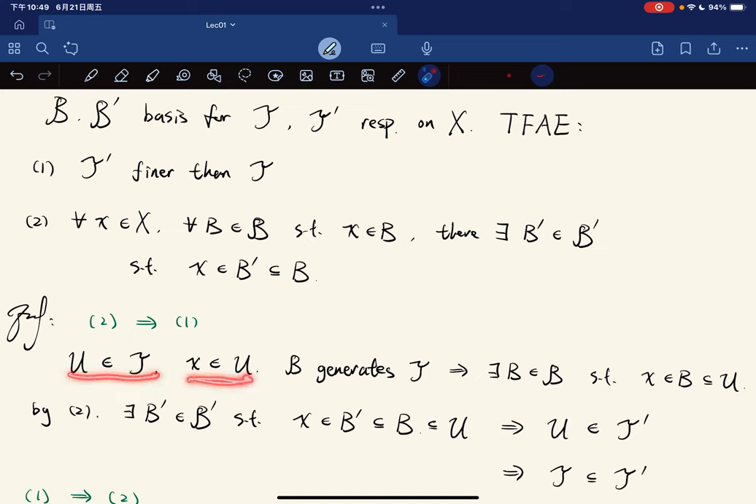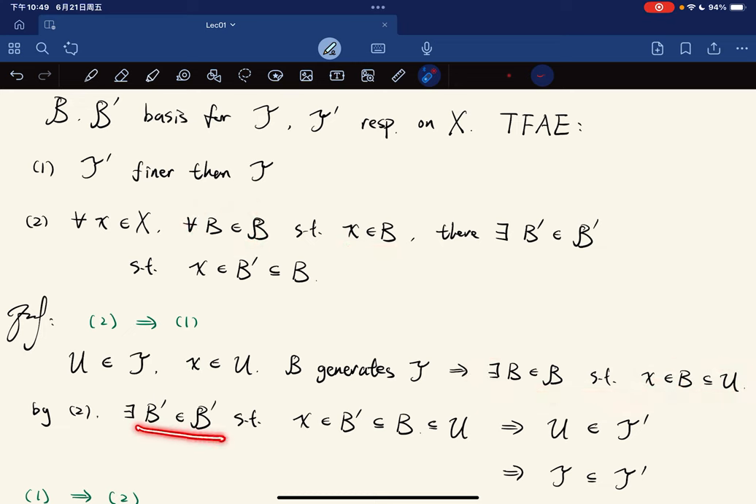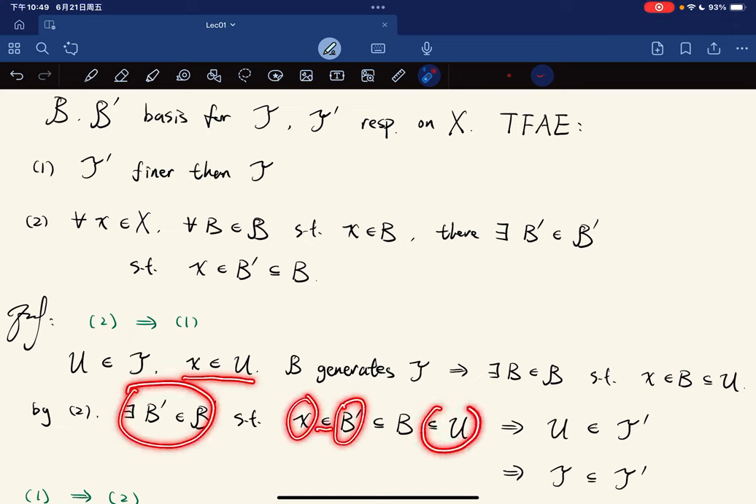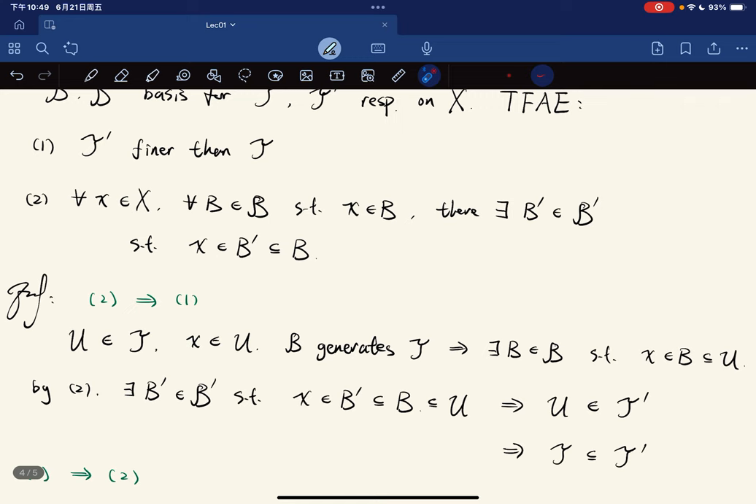Then, since B generates T, because you're in T, right? T is generated by B, which means that we have this. Well, we have this, right, here. So we have a B prime such that we have this. Which means that for X and U, there exists B prime such that X and B prime are contained in U. This precisely means that U is in T prime. Okay, so T is in T prime.